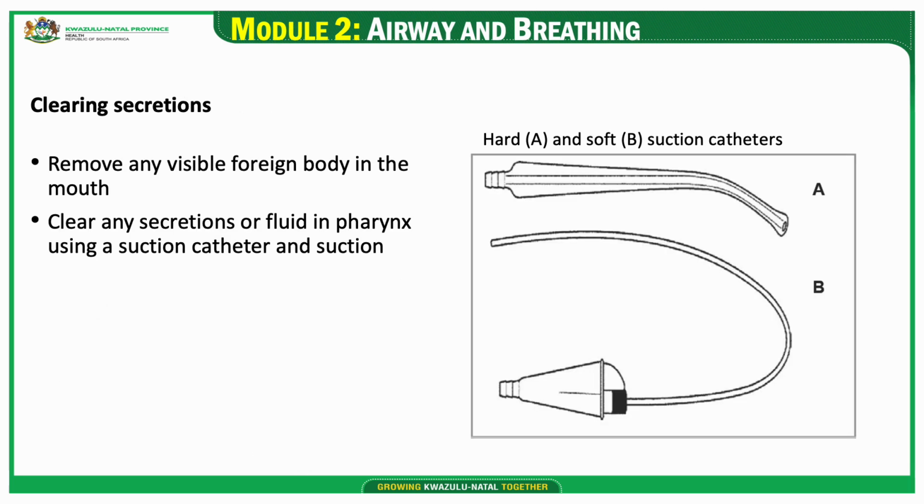Once you've opened the mouth, you look into the mouth. If there's any visible foreign bodies, you remove these. And if there's any secretions, you can suction these either with a hard suction catheter or with a soft suction catheter.